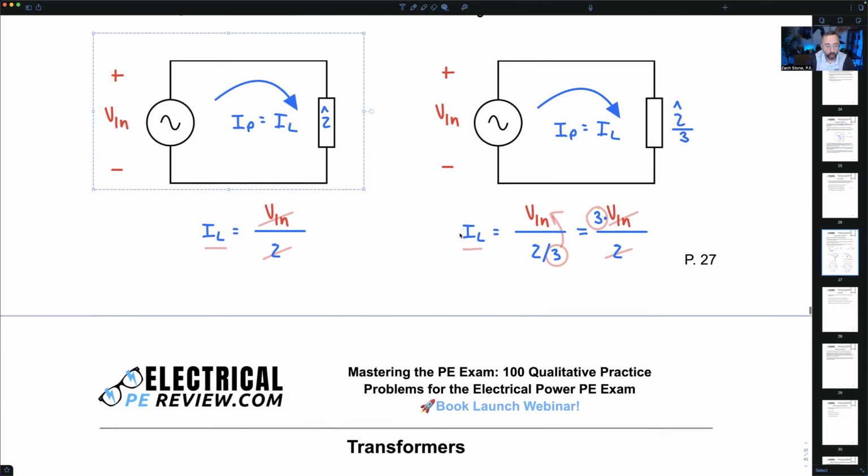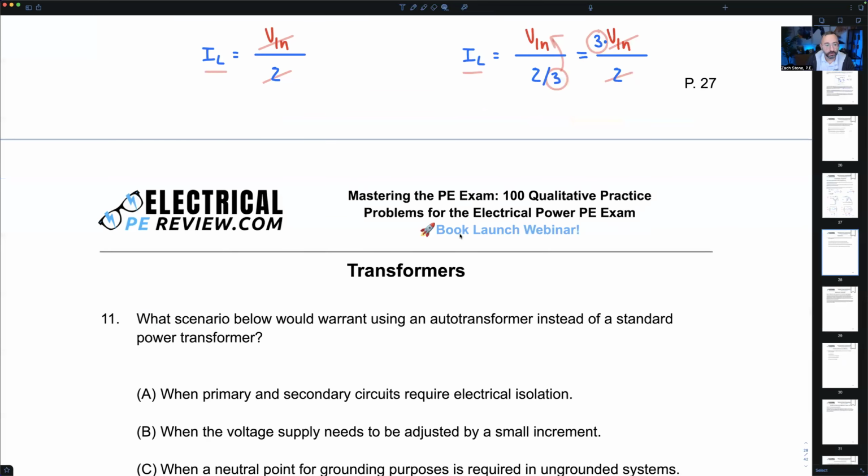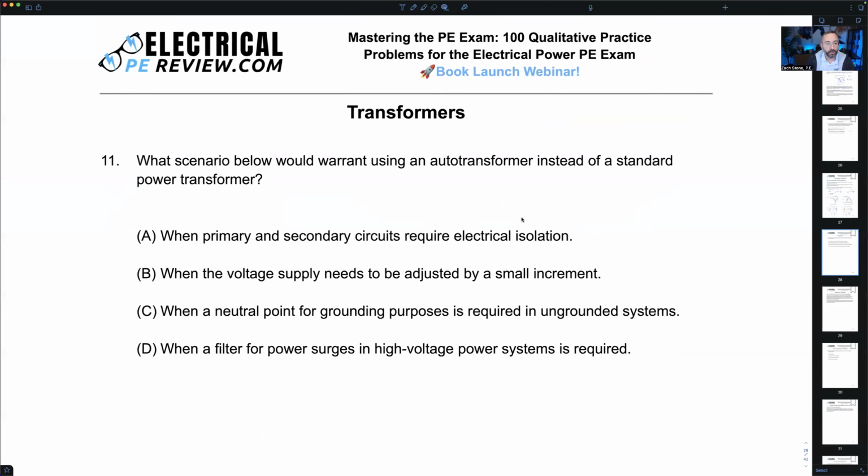Okay, here we go. Question number 11, transformers. What scenario below would warrant using an auto transformer instead of a standard power transformer? A, when the primary and secondary circuits require electrical isolation. B, when the voltage supply needs to be adjusted by a small increment. C, when a neutral point for grounding purposes is required in an ungrounded system. Or D, when a filter for power surges in high voltage power systems is required. What do you think? A, B, C, or D?